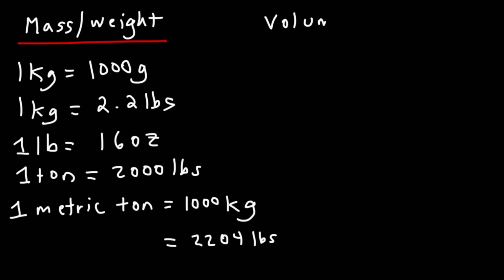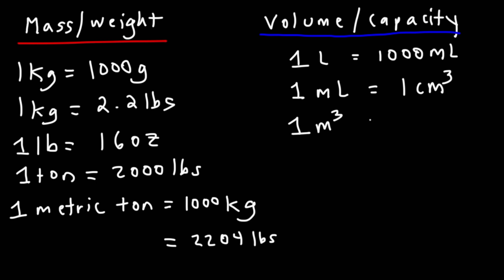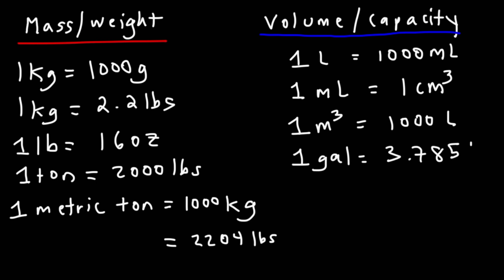Now let's move on to the next topic, that is conversion factors for volume or capacity. One liter is equal to 1,000 milliliters. 1 milliliter is equal to 1 cubic centimeter. And a cubic meter is equal to 1,000 liters. 1 gallon is equal to 3.785 liters.